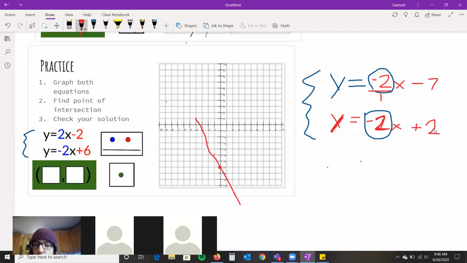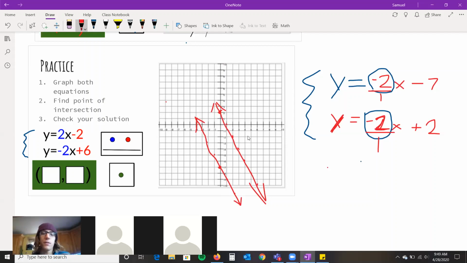And then this one starts at positive 2. So I start at positive 2, place a point, and then I do my slope, which is negative 2 over 1. So down 2, right 1, down 2, right 1, and so on. Okay, you get the gist. So here's my second line. And if I drew this even straighter, you would see that those are parallel lines, which mean that they never intersect.